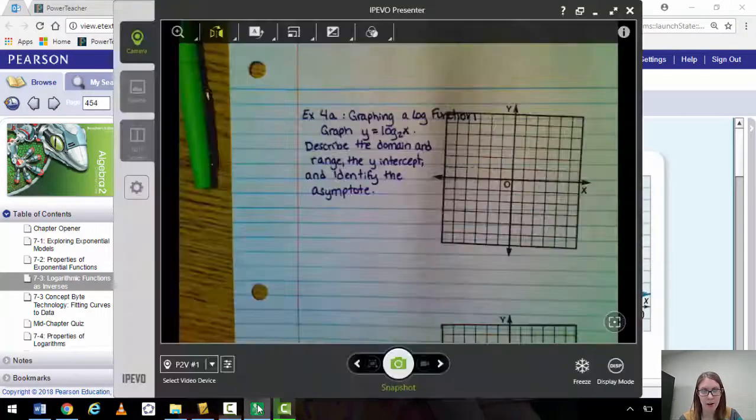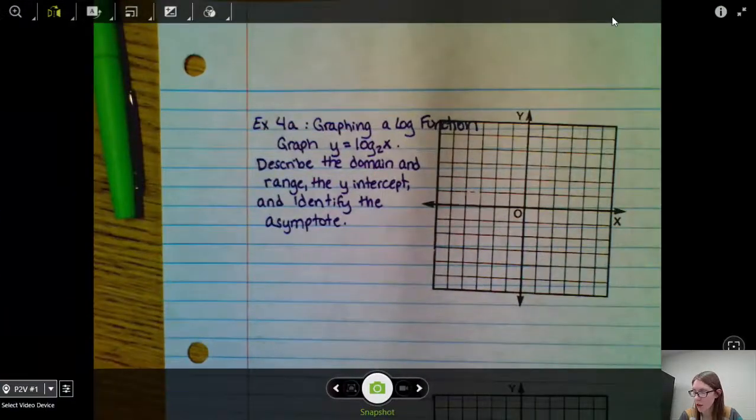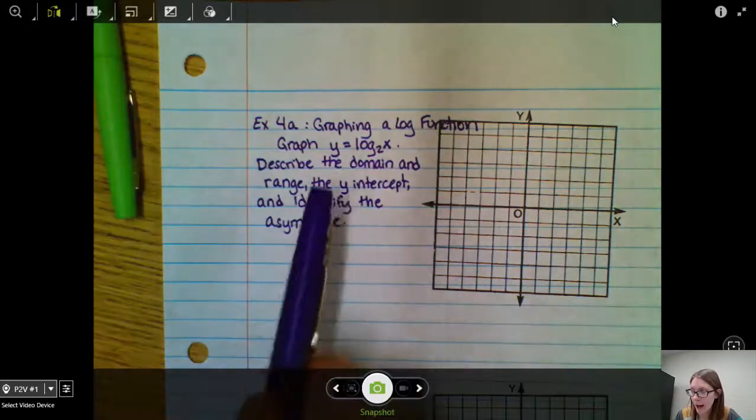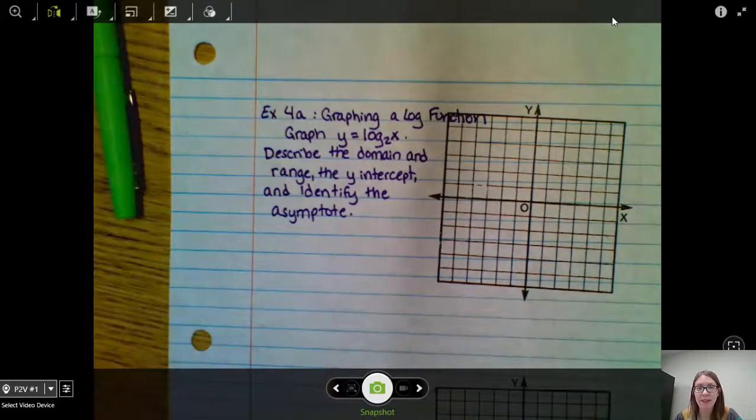So let's look at our first example here. Example 4a, we are graphing a log function. We are going to graph y equals the log base 2 of x. And then after we graph, we're going to describe the domain and range, the y-intercept, and identify the asymptote.